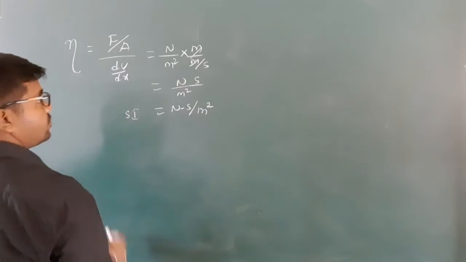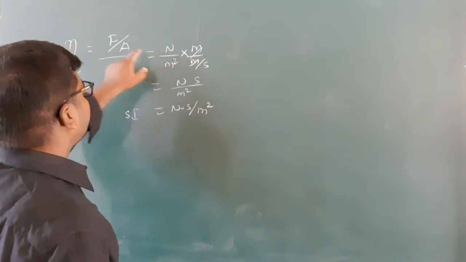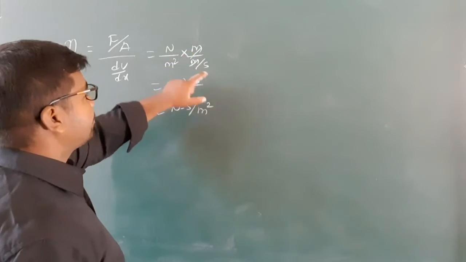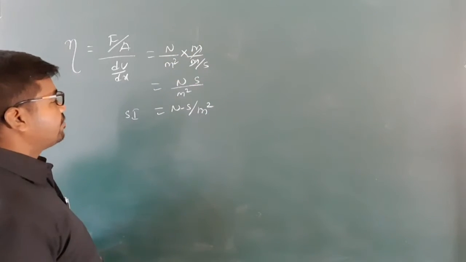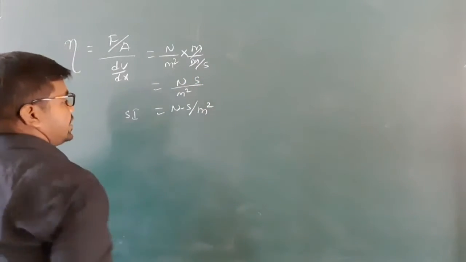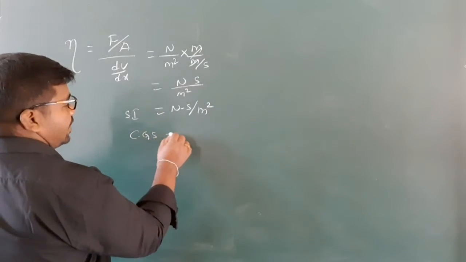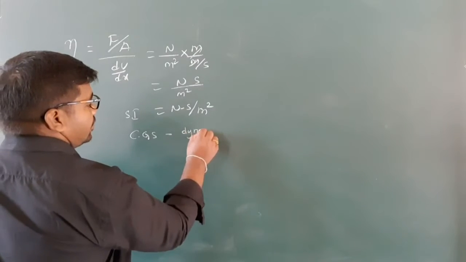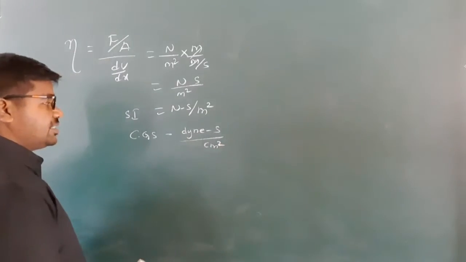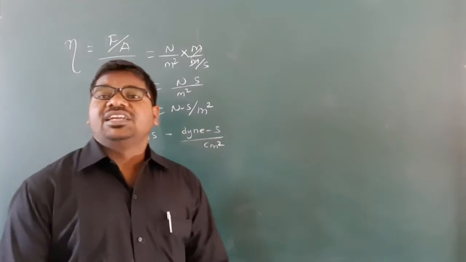Its SI unit is what, my children? Based on the formula, force is Newton, area is meter square. This one becomes reverse, meter per second. By rearranging this, Newton second per meter square is the SI unit. And the CGS unit, my children, is dyne second per centimeter square. Understand, my children?